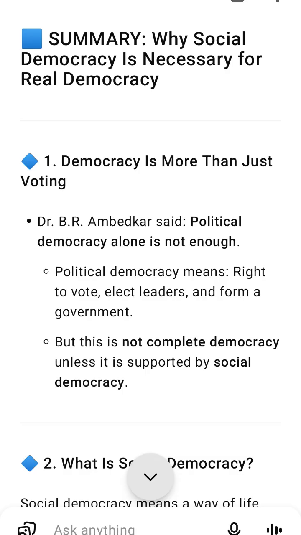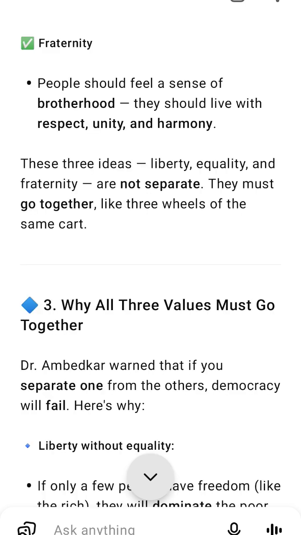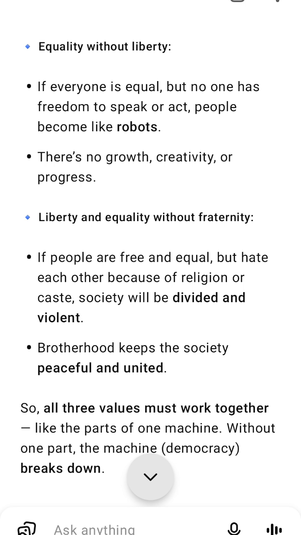Liberty and equality without fraternity. If people are free and equal, but hate each other because of religion or caste, society will be divided and violent. Brotherhood keeps the society peaceful and united. So all 3 values must work together, like the parts of one machine. Without one part, the machine, democracy, breaks down.